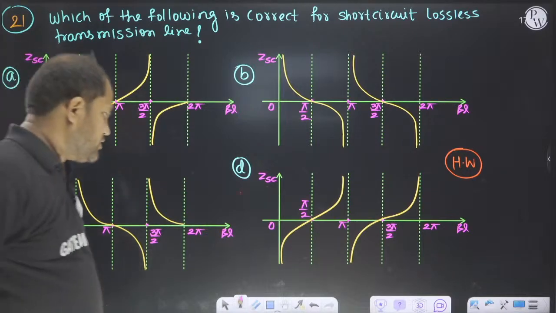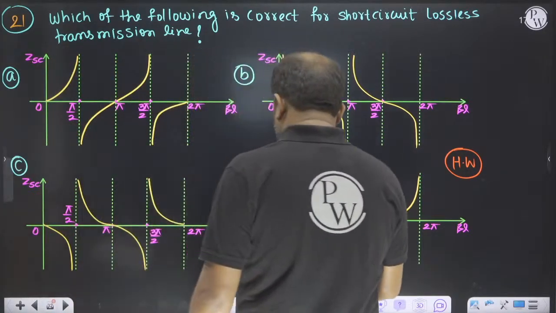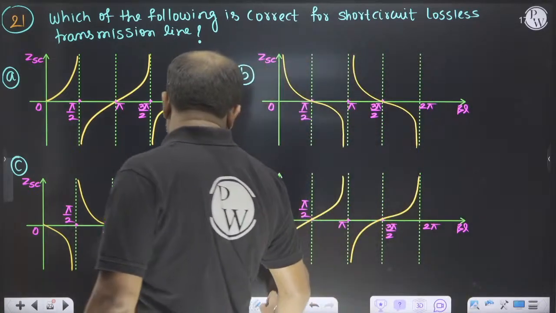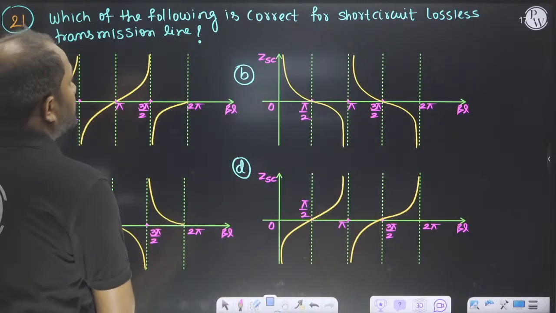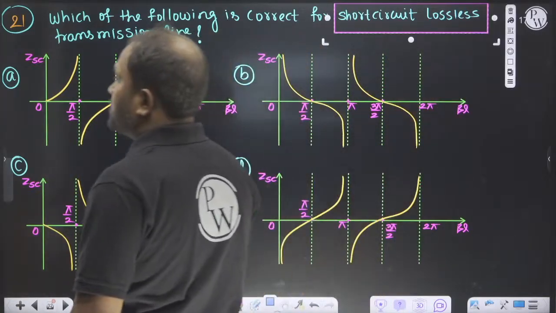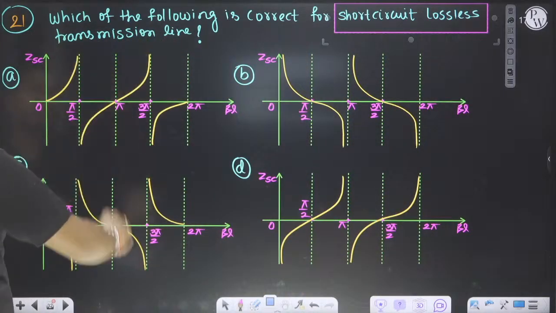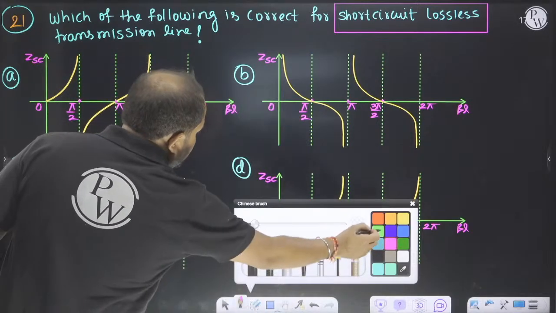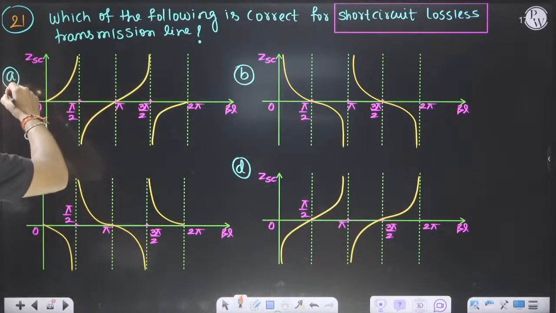This is a simple question, and they will ask about the graph. They are asking for the graph of a short circuited lossless transmission line. Short circuited, so it will be the tan theta graph. So the tan theta graph is correct for option A.